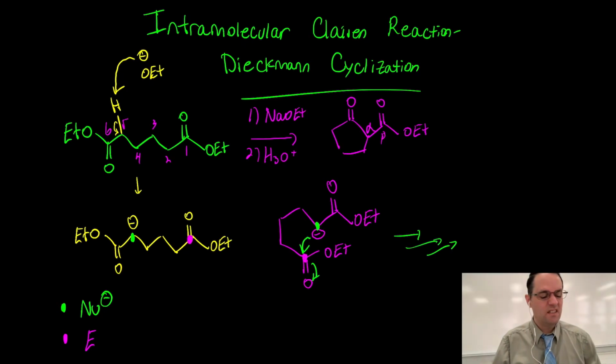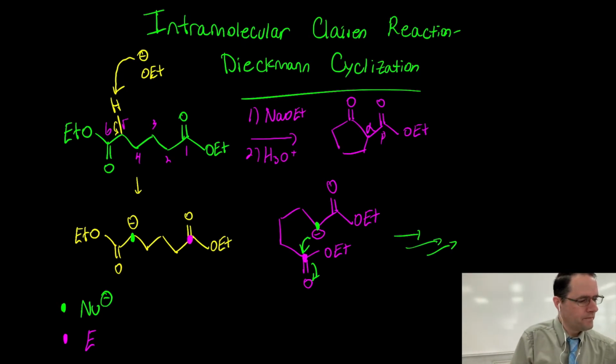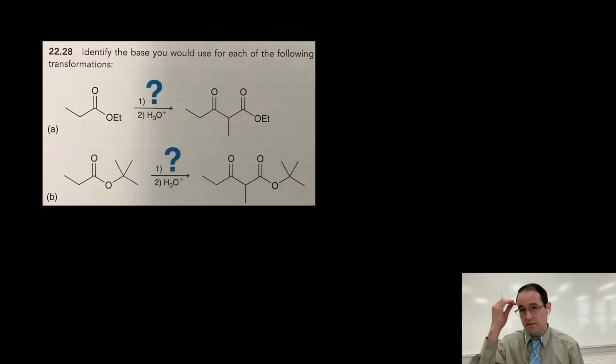So let's do some practice problems now. In these problems, we're supposed to fill in the missing question marks, and we want to identify the base that you would use for each of the following. Now what you want to do is match the base: should we use LDA, should we use sodium methoxide, or sodium hydroxide, or something like that. Now here's an ester, it's an ethyl ester, so we want to use sodium ethoxide.